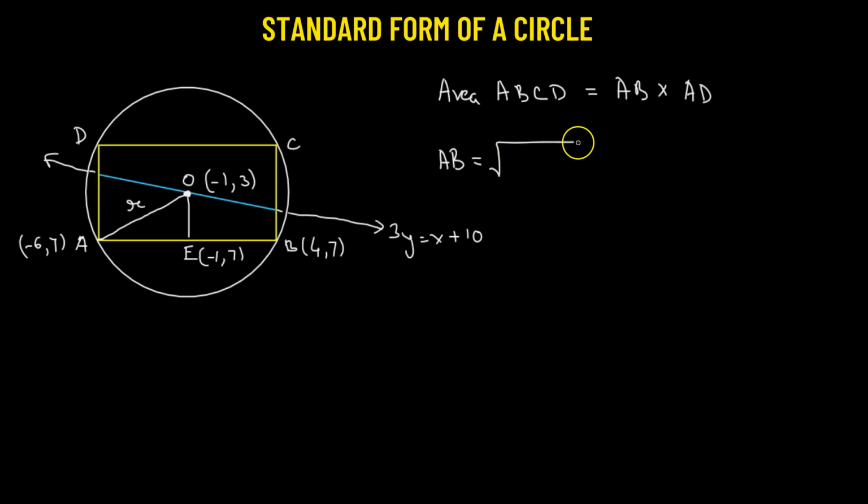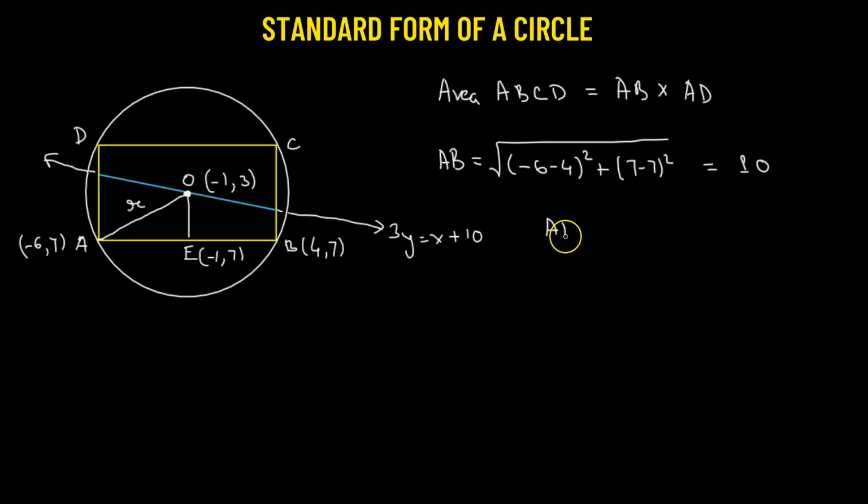So let's begin by first finding out the value of AB. We're going to use again the distance formula. So first, within the square root, we're going to first take the difference of the x coordinate. So we have -6 and 4, so we get -6 minus 4 whole square. Then add it to the square of the difference of the y coordinate, so that's 7 minus 7 whole square. And this gives us a value 10. So that means the length AB of the rectangle is going to be 10 units.